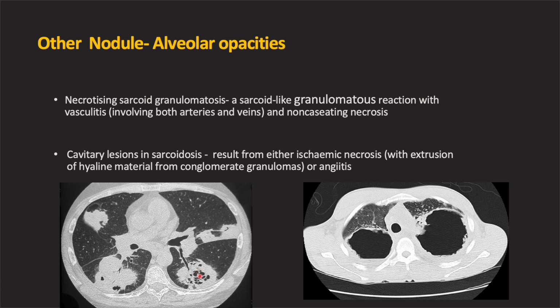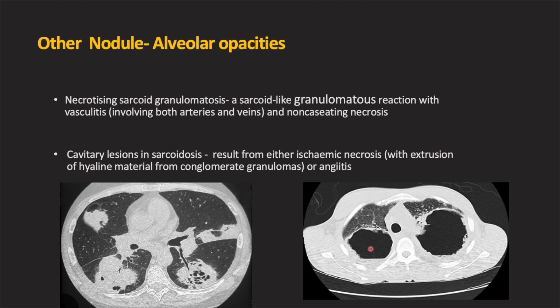You may think of it as something like an invasive aspergillosis, or the appearance may look like a cavitating pneumonia, but here you can see these are multiple. You see their bronchogram, you see this kind of cavitation or necrosis going on in between, and on histopathology it turned out to be necrotizing sarcoid granulomatosis.